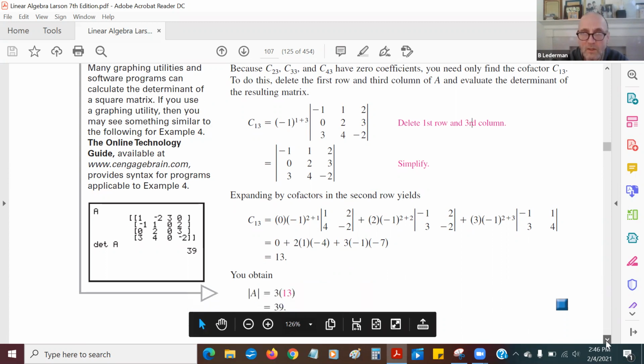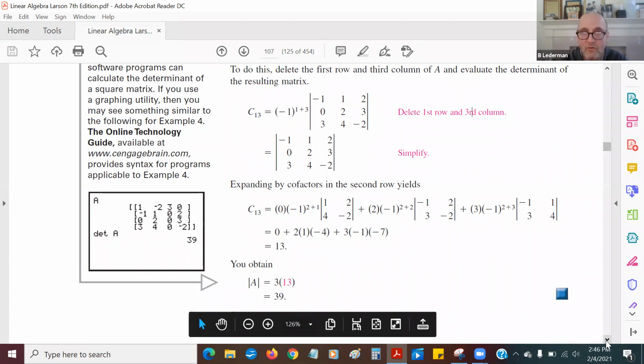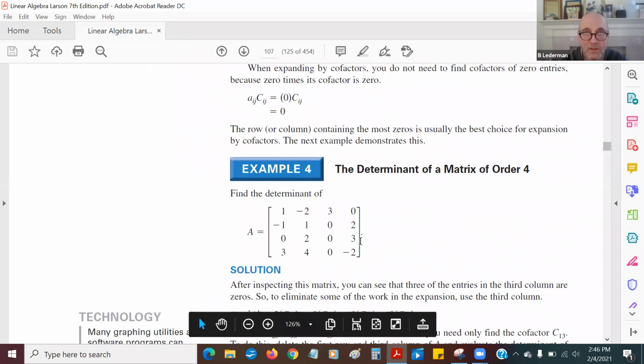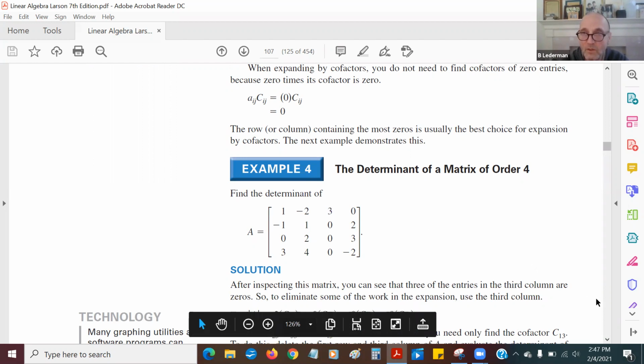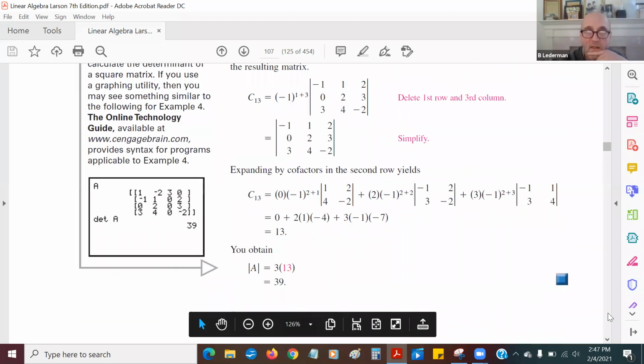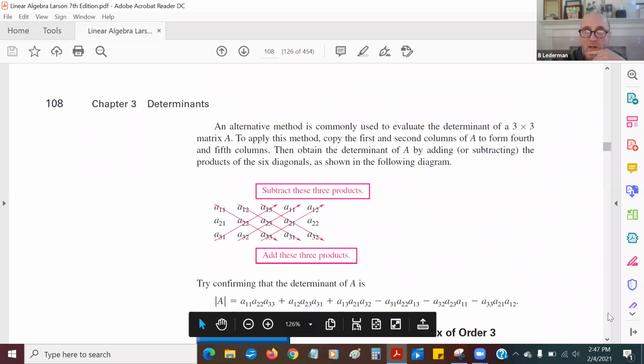So the determinant of that big 4 by 4 matrix is, don't forget, 3 times 13. Don't forget the 3. It was this 3 right there, because we had to multiply by that 3, and it's positive 3, not negative 3. All right, we're doing good now. So let's move on.